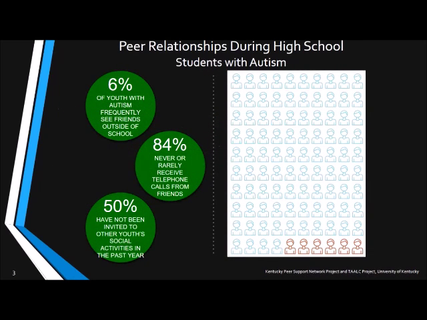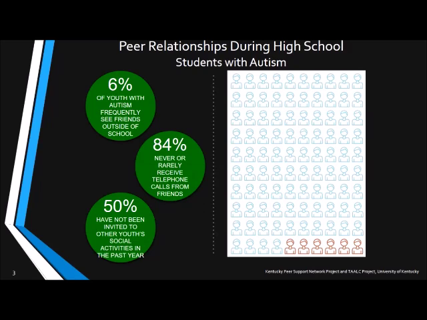So first off, just looking at the data, what does the data tell us about students and the development of peer relationships and friendships? There was a longitudinal study done, I think initially in 2002 and again in 2012, and they asked parents and students about their social interactions and friendships. And this one is about students with autism, but we also have very similar data for students with intellectual disabilities, similar data for students with multiple disabilities.